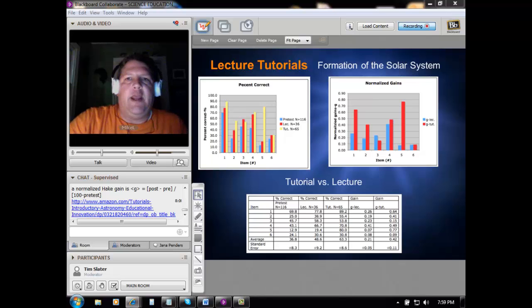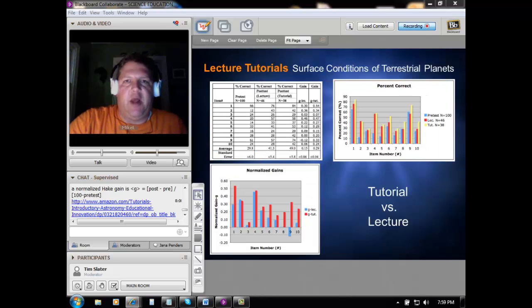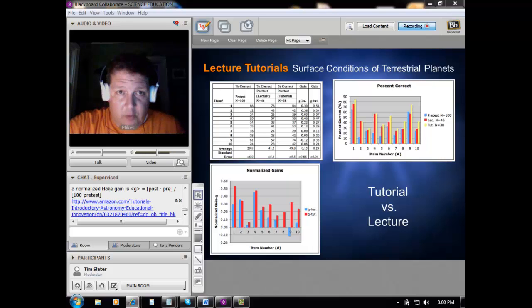And another tutorial that is kind of my baby, one that probably one of the first ones I wrote. This one, although there is some of it in Tim's book, this was about both the geological and atmospheric conditions of terrestrial planets.